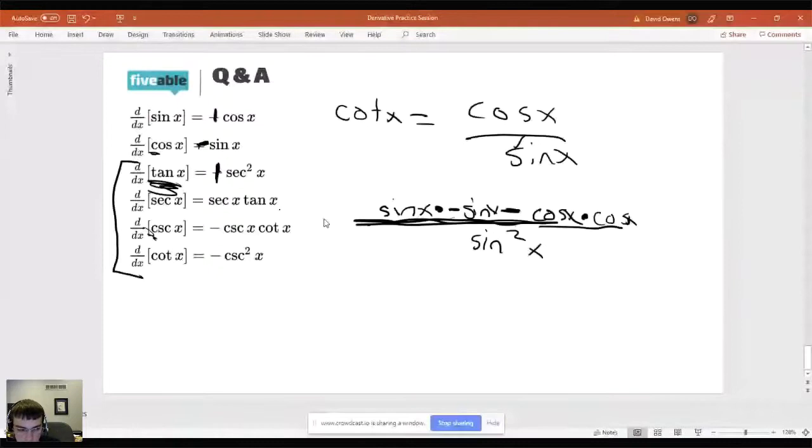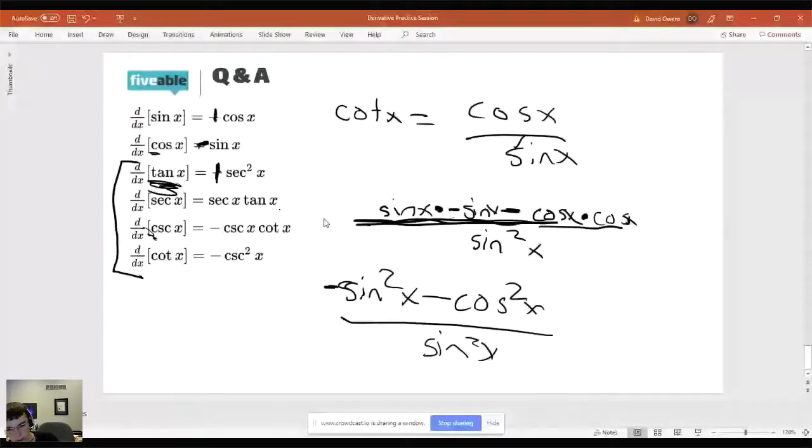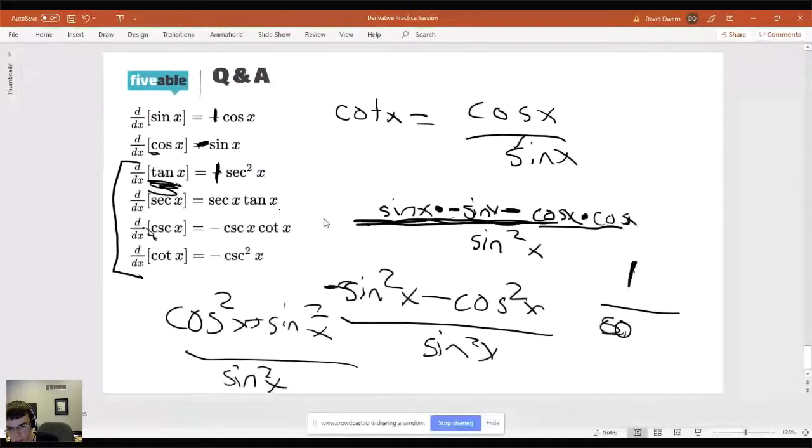So now let's do the simplification. So we've got negative sine squared x minus cosine squared x over sine squared x. All right, so if we look, we can see that this is really equal to negative cosine squared x plus sine squared x over sine squared x. Using that same trig identity from earlier tonight, we can see that that's equal to negative 1 over sine squared x, which is, of course, equal to negative cosecant squared x. I keep missing my negative signs out in front there.